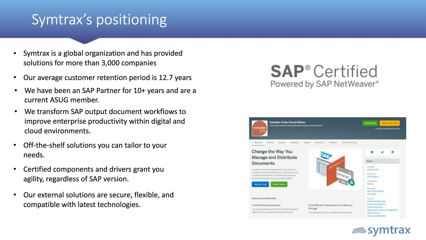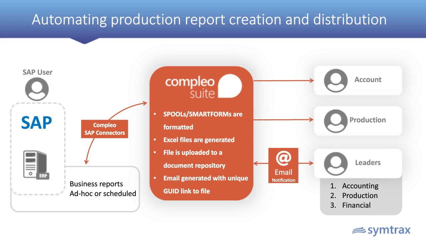So we'll now be reviewing the architecture for our first demo. This demo will concern how to automate production report creation and distribution. As you can see, in this workflow, Compleo processes reports from SAP and then transforms them into Excel files. These reports can be either ad hoc or scheduled via automation. After this, the Excel files are then uploaded to SAP Document Center, and the recipient will be notified via an email, and that email will include a hyperlink back to access the report.